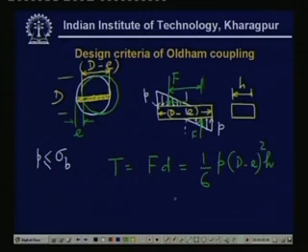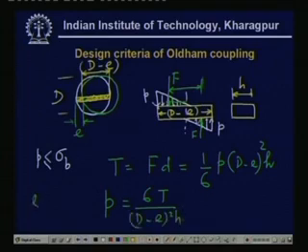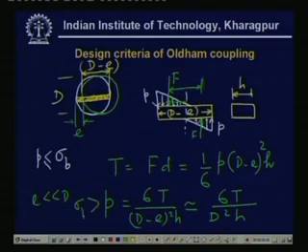From this we can find that the maximum pressure P will be equal to 6T divided by (D minus E) square times H. If E is much smaller than D, then this is approximately equal to D square H. Now, you know this torque, the capacity of the coupling, so you can find this P. Now, P must be lesser than sigma B, therefore you can design what this H will be. So this thickness could be designed that way.